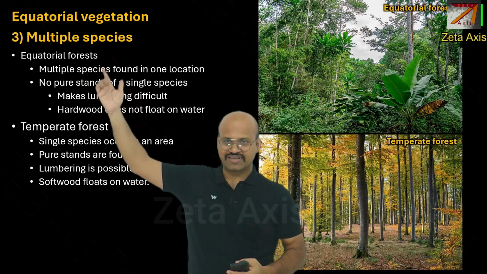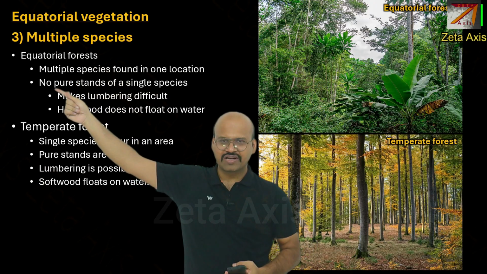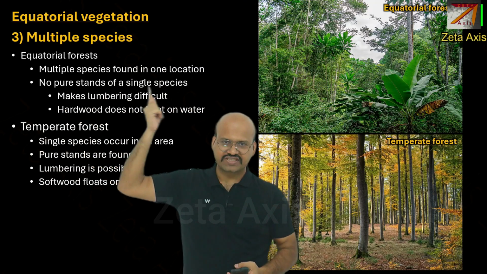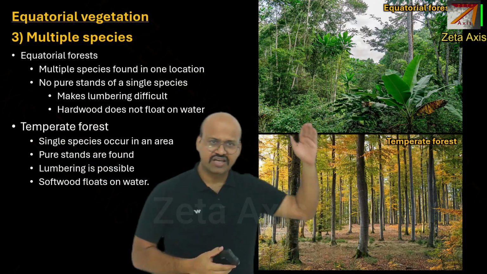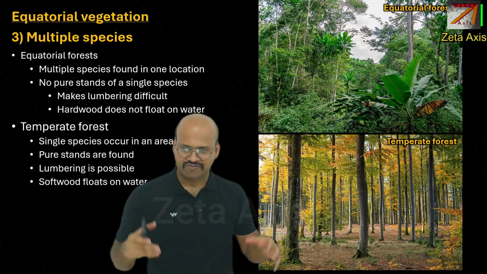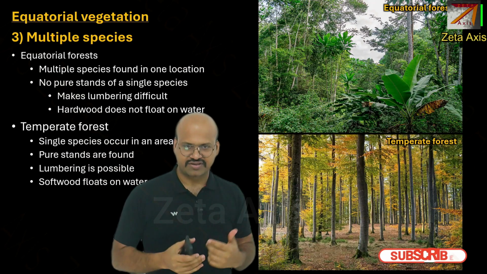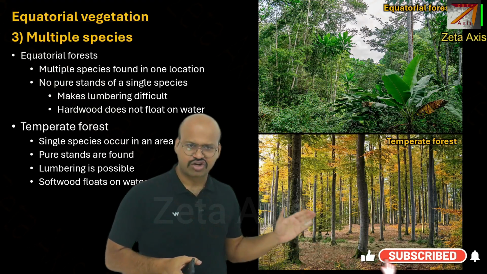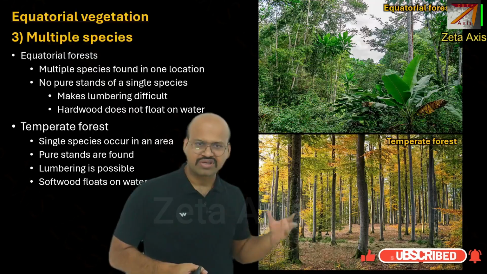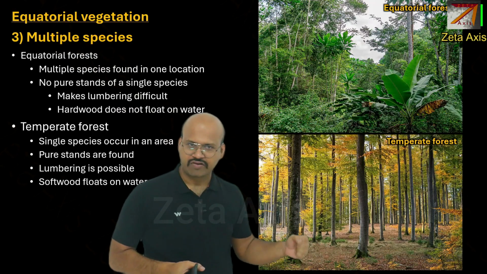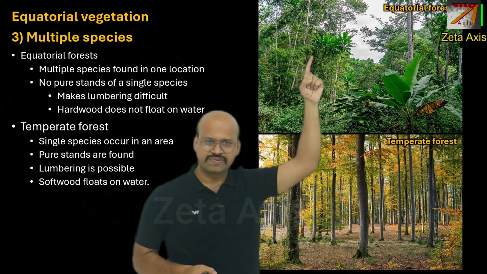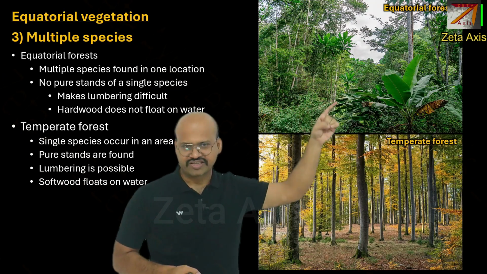Multiple species: equatorial forests have multiple species found in one location. There are no pure stands of a single species. What this means is that in the equatorial region, multiple species of trees or plants are found in a given region. They are mixed. Here we can see a temperate forest, and all these trees are of a single species. These are called pure stands of trees. However, here in the equatorial region, we see that there are trees of one species, but they are mixed with other species also.